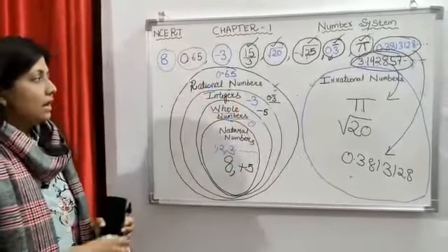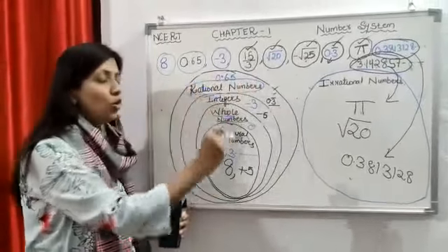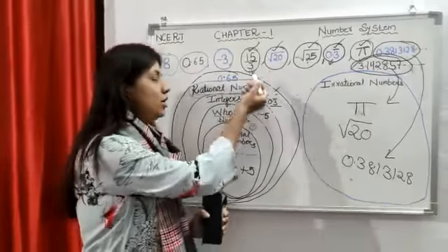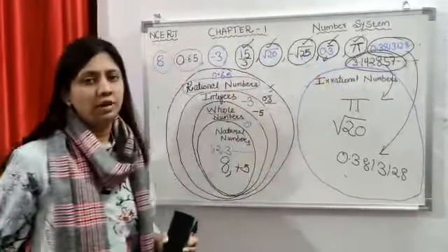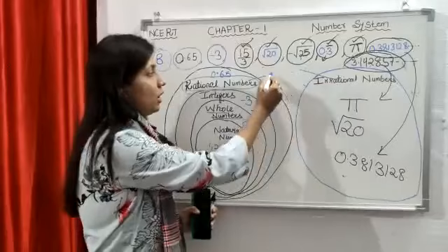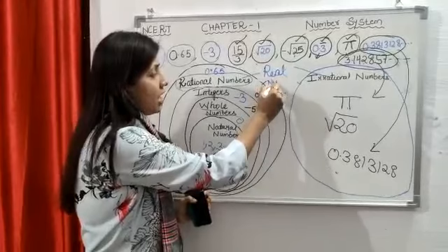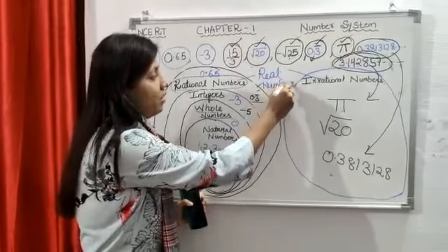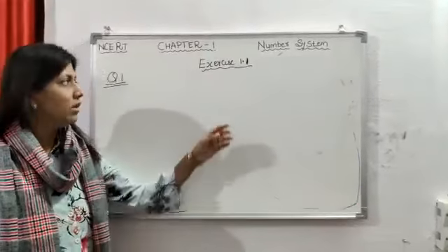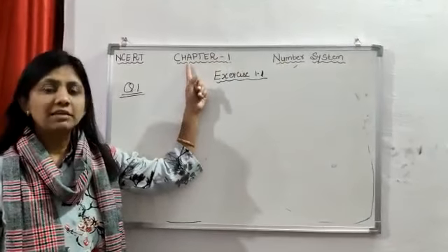integers. And in between, there are many numbers which can be written in p by q form. They are rational numbers. And the numbers which are not rational are called irrational numbers. Together, rational numbers and irrational numbers are called real numbers. So there are infinite rational numbers as well as irrational numbers. Now we will start with exercise 1.1, Number System, chapter 1, class 9.